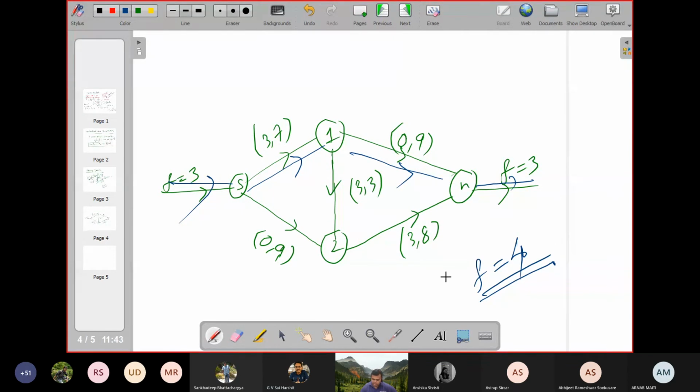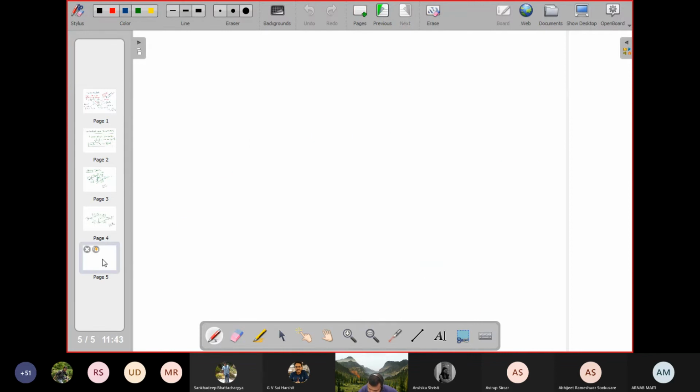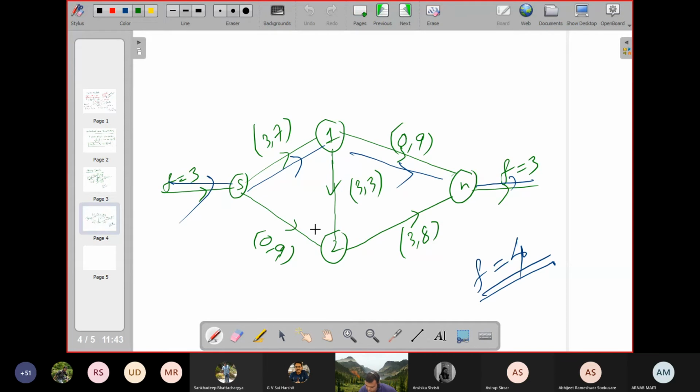So now you can update this network again, and you will get a relabeled network, which is this one. I'm just clubbing two steps. F will become 7. So this will become 4, 7. This will become 4, 9, isn't it? So this will become 7 and this will become 7.